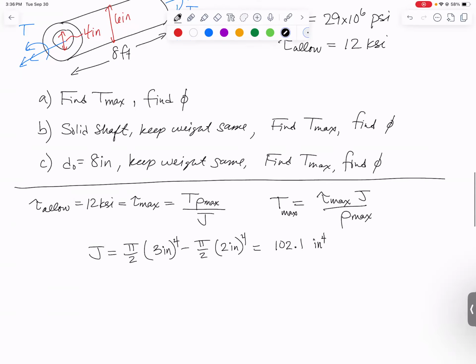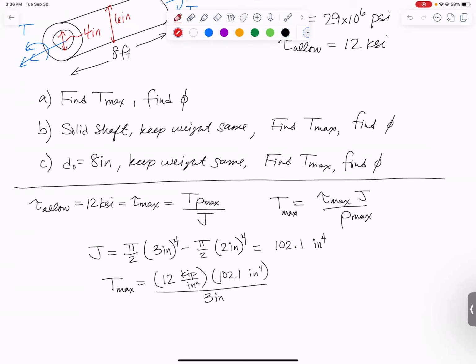We plug that in, and we get T max is 12. We'll write it as kips per square inch. Remember, a kip is 1,000 pounds. J is 102.1 inches to the 4th, and rho max is 3 inches.